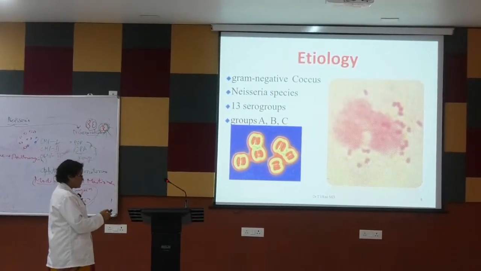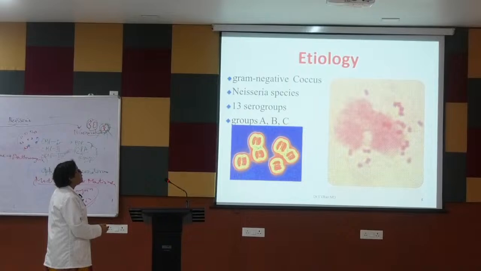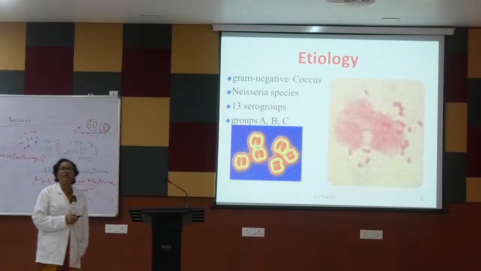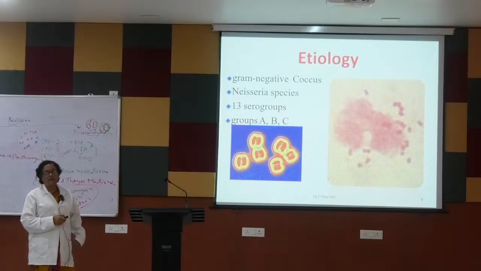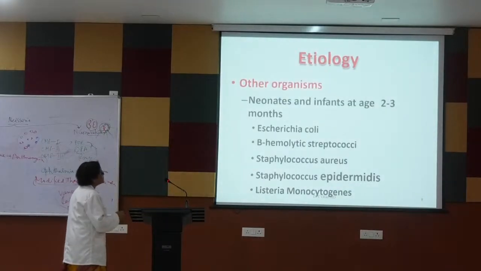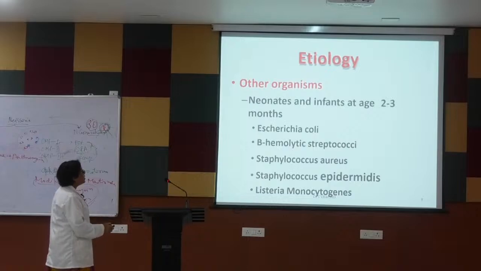You can see community acquired. Diplococci, this is capsule, always in diplo form, and there are 13 serogroups that is A, B, C, etc. A, B, C, W135, X, Y, Z. Other ones are E. coli, group B Streptococcus, Staphylococcus aureus, Staphylococcus epidermidis, Listeria also.